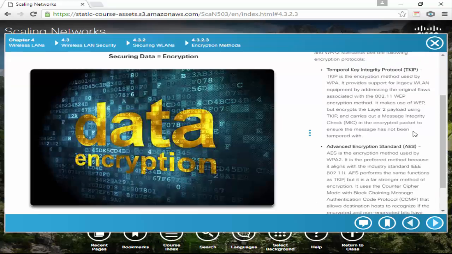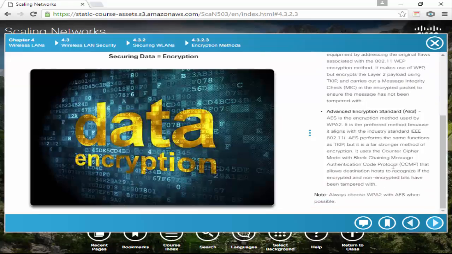TKIP is the encryption mechanism used by WPA. It provides support for legacy wireless LAN equipment by addressing original flaws associated with the 802.11 WEP. It makes use of WEP but encrypts the layer 2 payload using TKIP and carries out a message integrity check, the MIC, in the encrypted packet to ensure the message has not been tampered with.